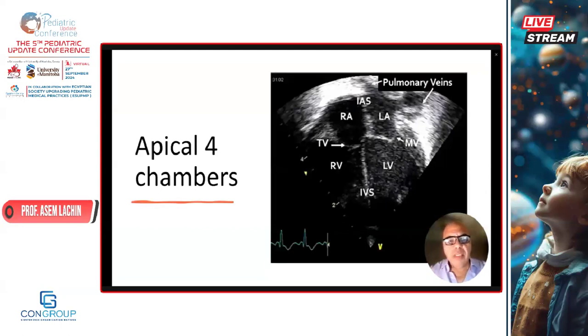The very famous apical four chambers view, including the right atrium, left atrium, interatrial septum, and the tricuspid valve, right ventricle, left ventricle, interventricular septum, and the valves here, also mitral valve and tricuspid valve as mentioned. From the four chamber views, we can see again the septum deviation and septum position.